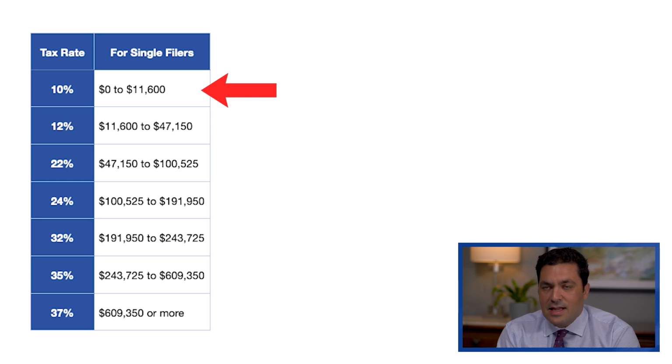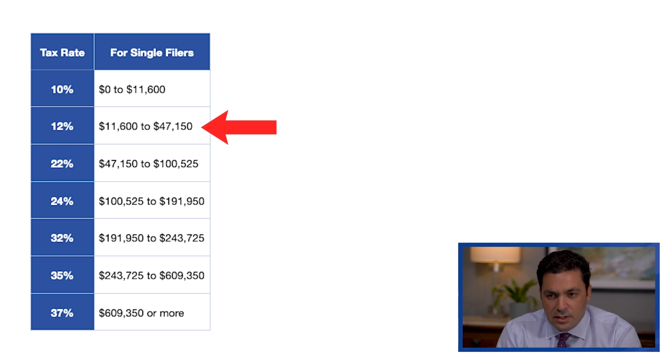$11,600, you pay 10% tax on that money. So if you make $10,000, 10% tax on that, you're going to pay $1,000 in taxes. From $11,600 to $47,000, you're in the 12% tax bracket. So only that money over $11,600 gets taxed at 12%.